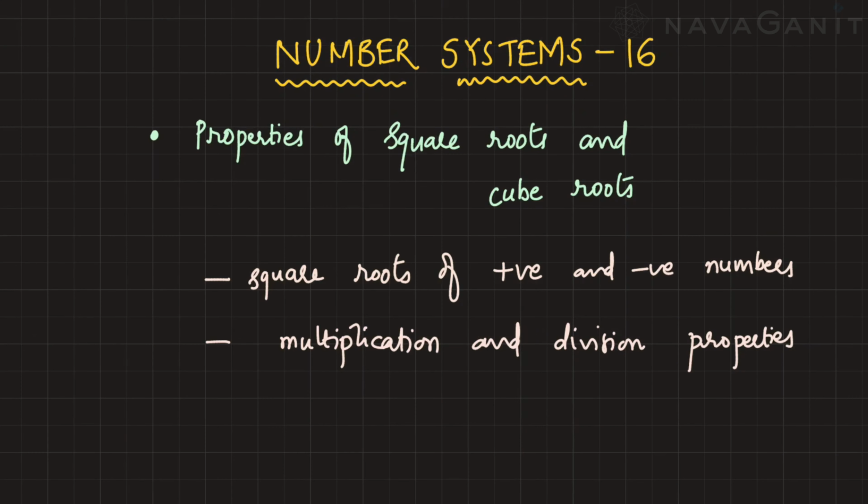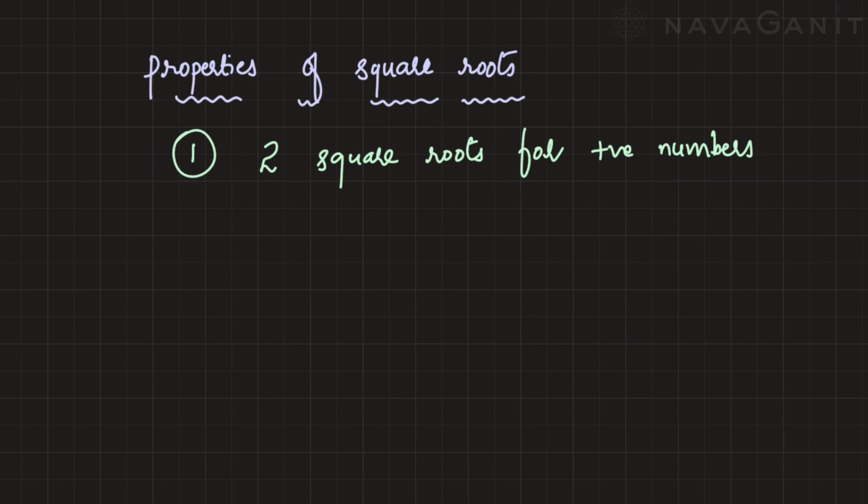Next, let us see properties of square roots and cube roots. We'll see what are square roots of positive and negative numbers, and then we'll see multiplication and division of square roots, cube roots, etc. Let us start by looking at properties of square roots.